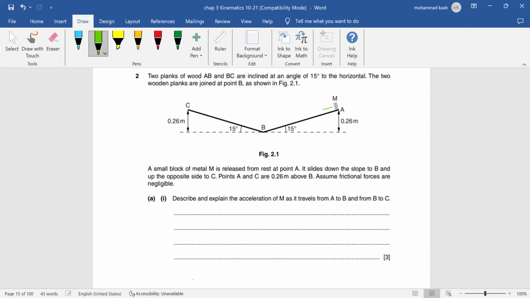So the path of the block M would be this way, and then it goes on this way. Okay. Sir, from A to B, acceleration will increase. Increase. And why, because you're looking at the slope, that's why you are saying the acceleration increases? Yes. Bro, it is the velocity that will increase, okay?